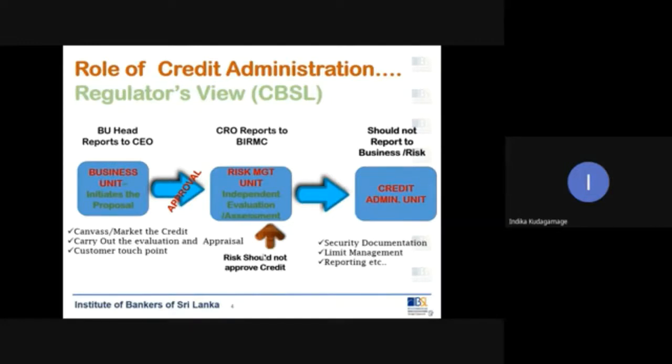Normally, risk should not come as a joint approval, but in many banks currently risk is a joint approval. So they have a different set of priorities. They are reporting to the board integrated risk management committee, BIRMC, right? So their priority is different from the business line. So even if a business line brings a wrong case, they will try to manage it, right? Okay, then we go to the third stage.